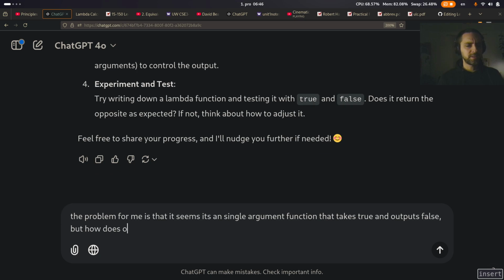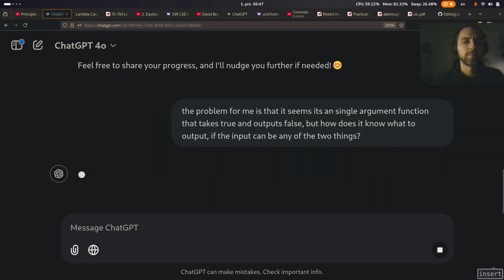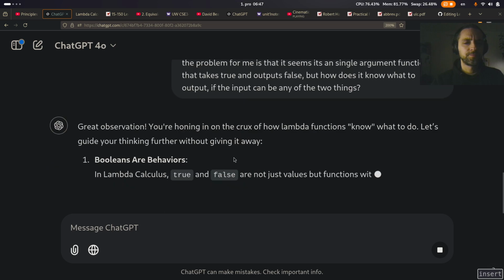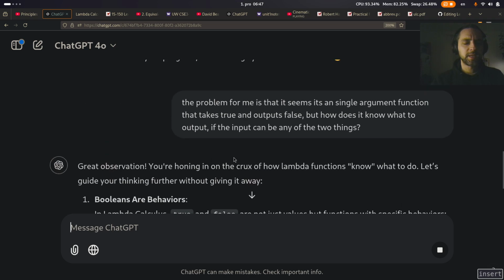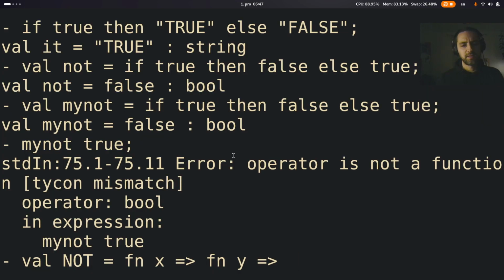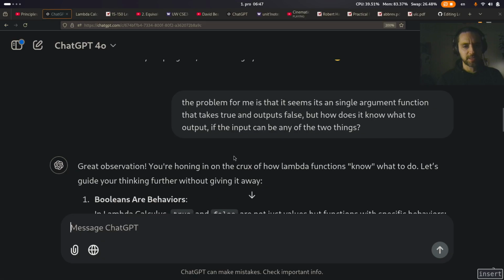But how does it know what to output if the input can be any of the two things? You see the problem? Because I cannot just write it. It has to flip it. It cannot just write something back.